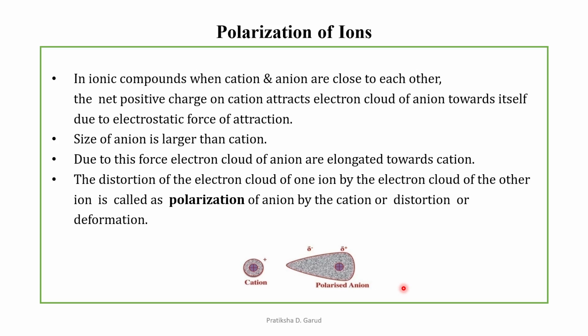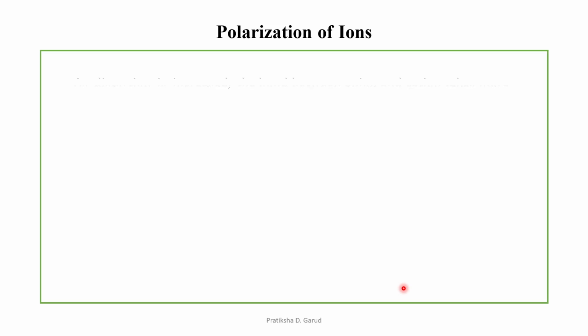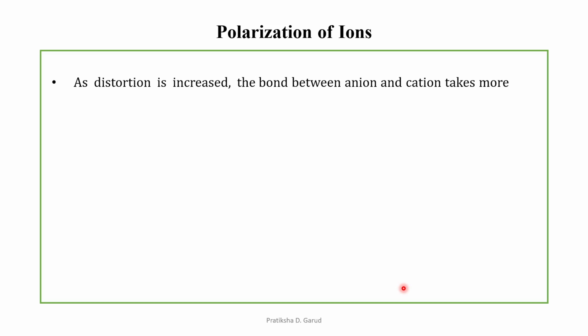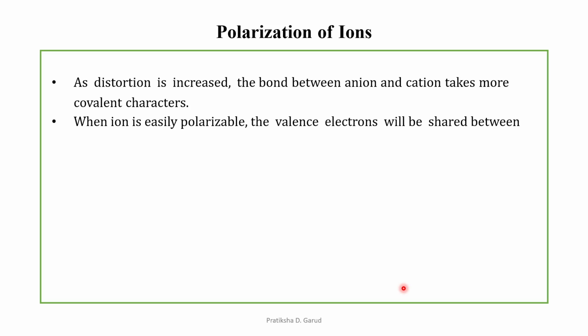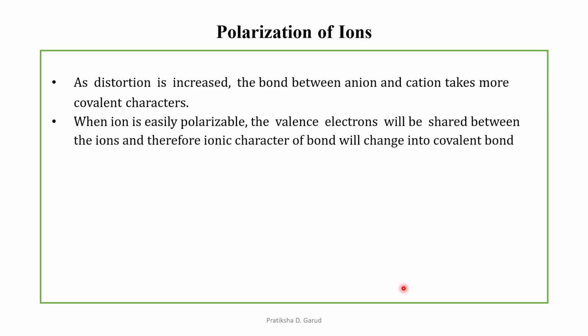Further, as the distortion increases, the bond between anion and cation takes on more covalent character. Earlier we saw that it is an ionic bond, right? But when there is an increase in distortion, the bond becomes covalent in nature. So when an ion is easily polarizable, the valence electrons will be shared between the ions, and therefore the ionic character of the bond will change into covalent character.